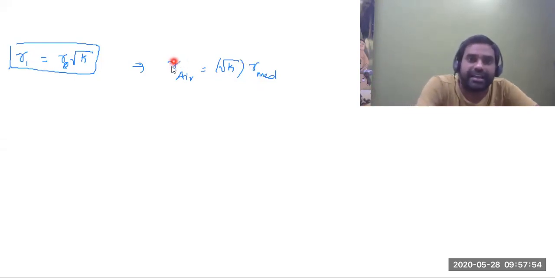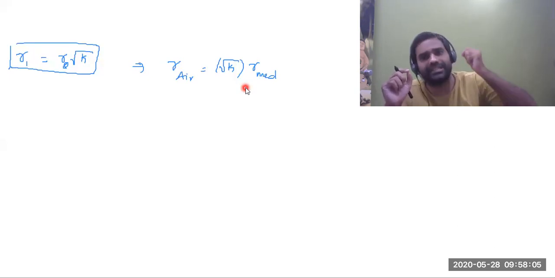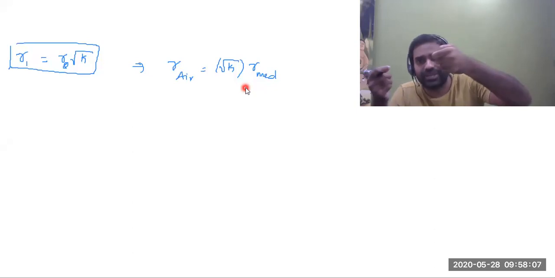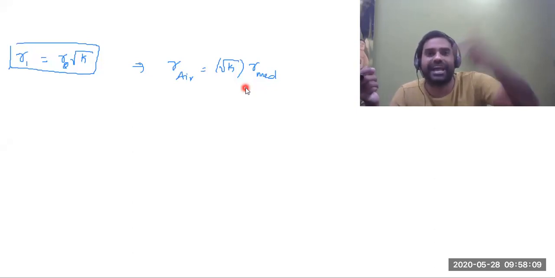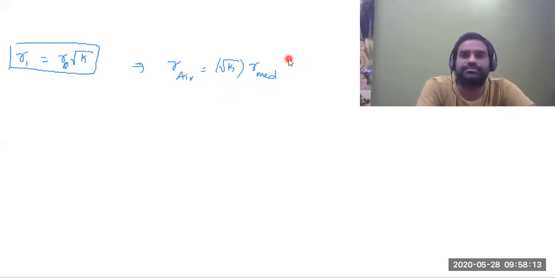That means R air is equal to root K times R medium. Very simple and easy to remember, students. In the medium, if R is the separation and force is F, and if you want to maintain the same force in the air, you have to increase the distance by root K times. Root K you need to keep in mind. I hope you have understood what I'm saying here.